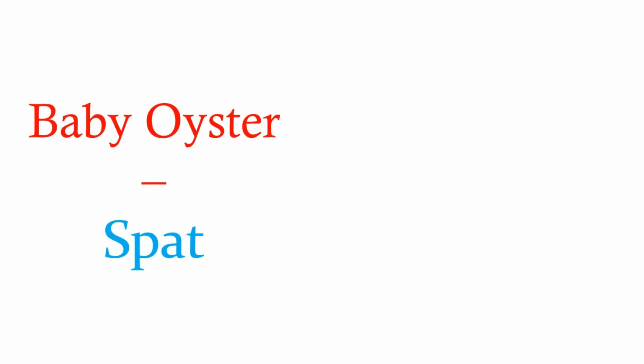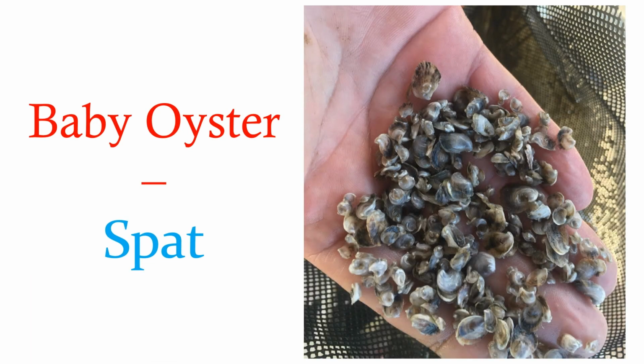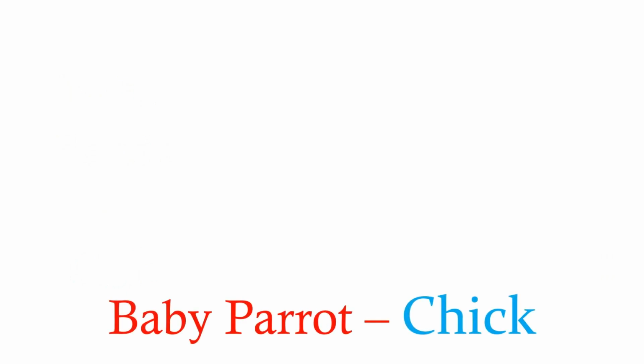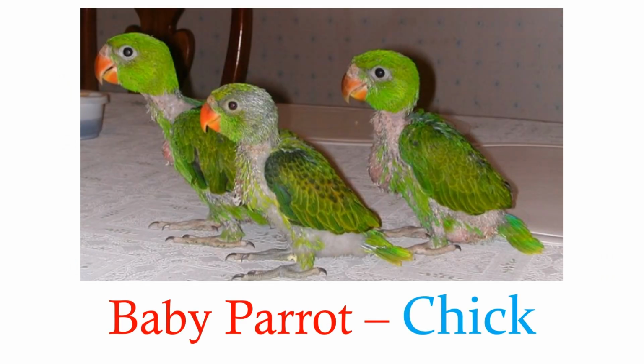Baby oyster is spat. Baby panda is cub. Baby parrot is chick. Baby penguin is chick.